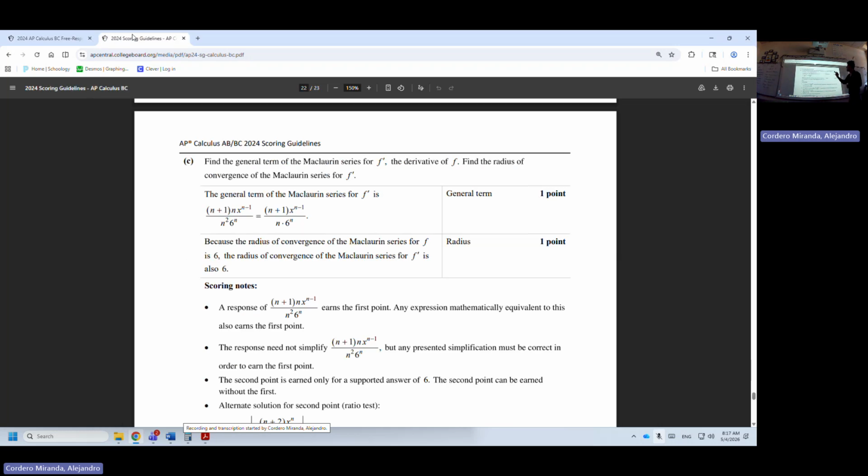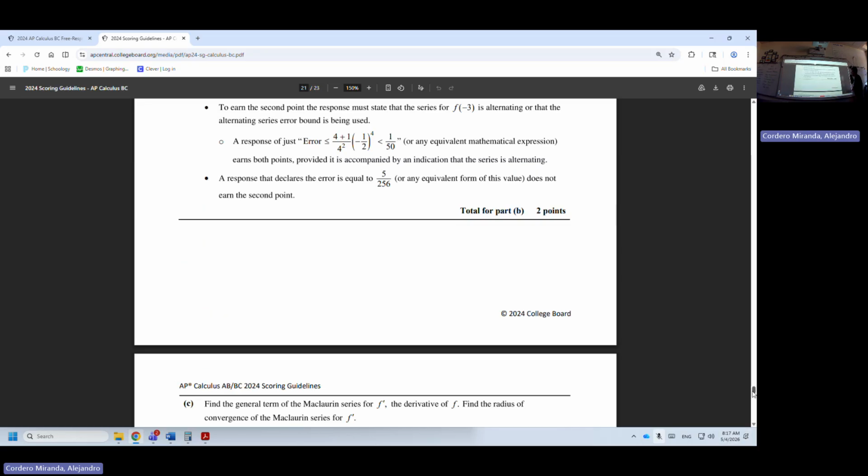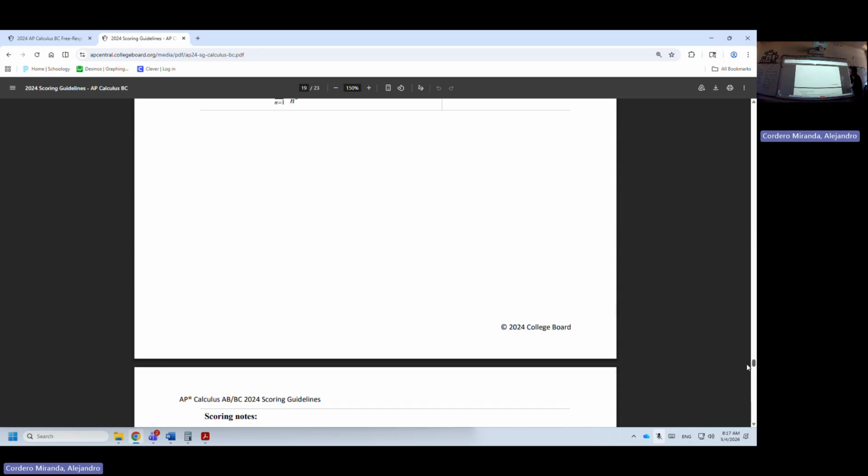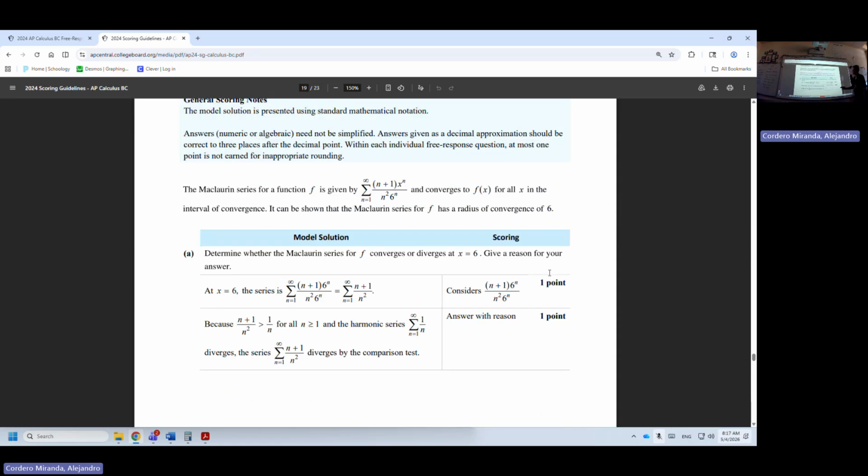So look at part C, you just have to take the derivative, and it looks confusing and hard to do. Let me try to find the original expression. Sorry. Okay, there it is. This original expression, I think I can draw on it.